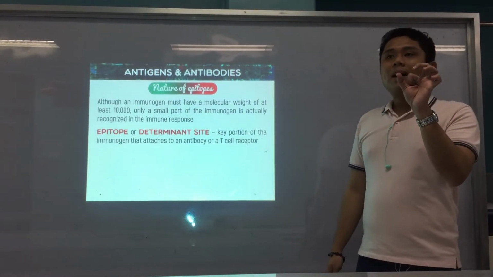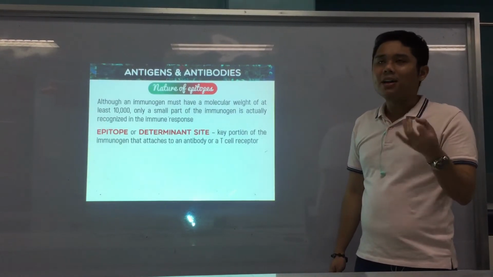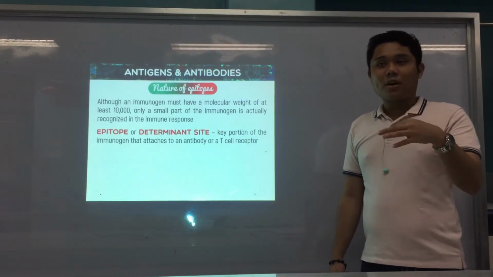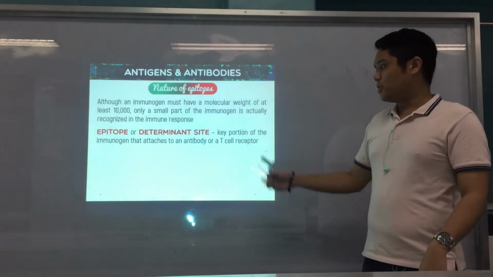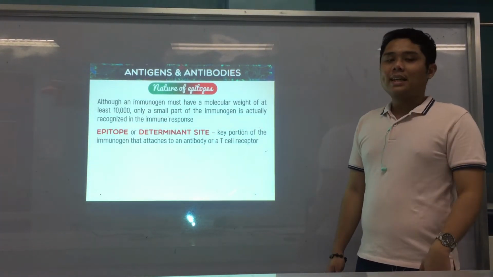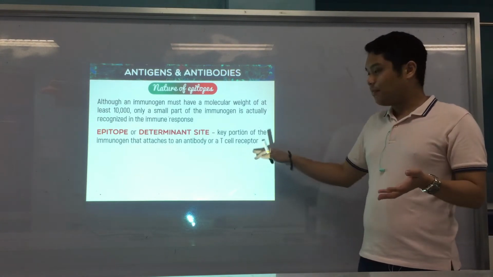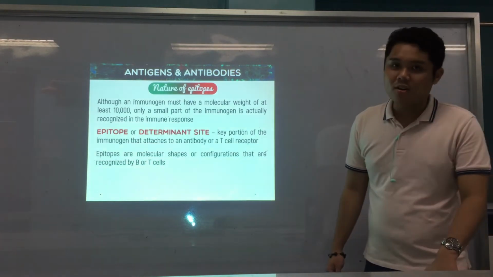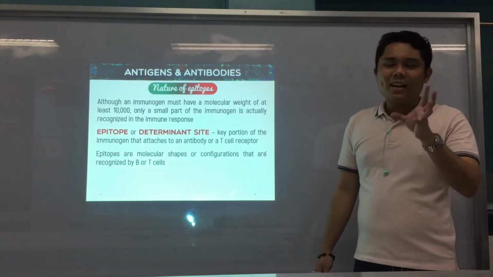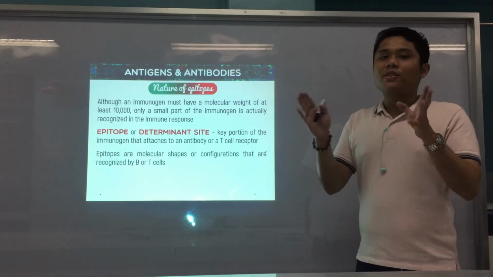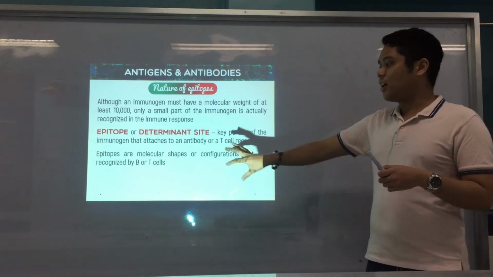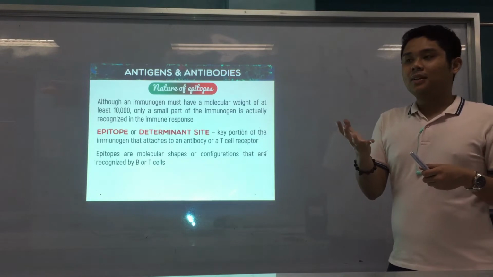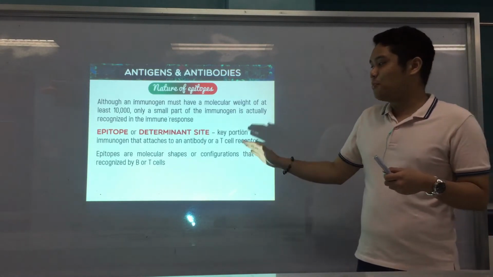This is a structure in your antigen that can be recognized by your cells in the immune system. It is a key portion of the immunogen that attaches to the antibody or your T cell receptor. Epitopes are molecular shapes or configurations that are recognized by your B or T cells. On the surface of your antigens, there are these molecular shapes that can be noticed by your B cells or T cells.